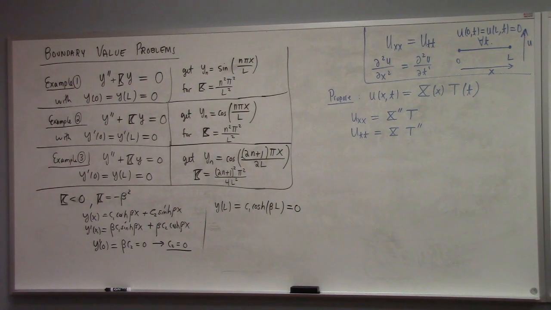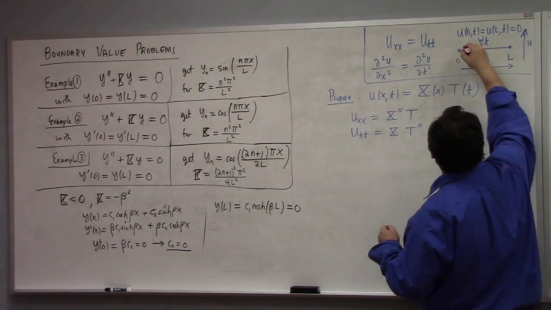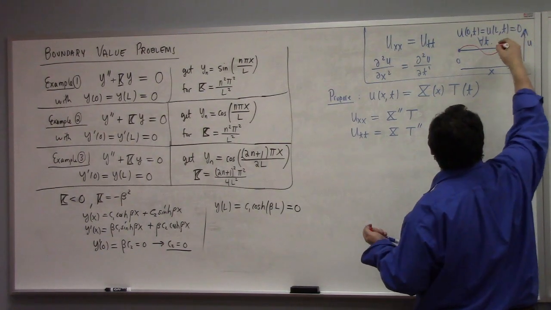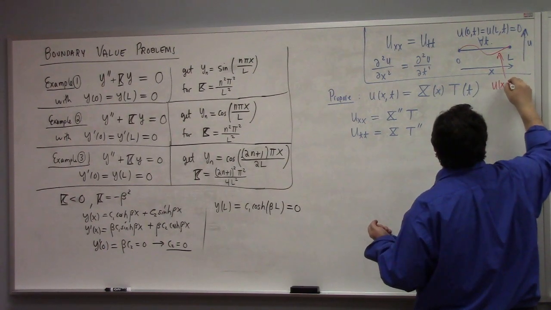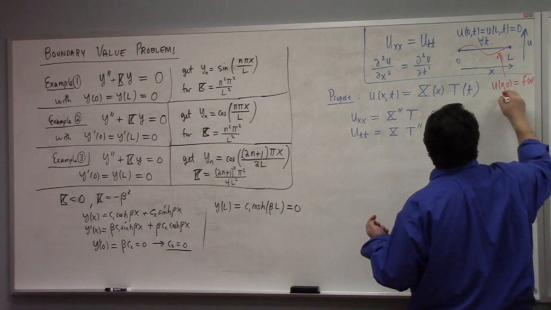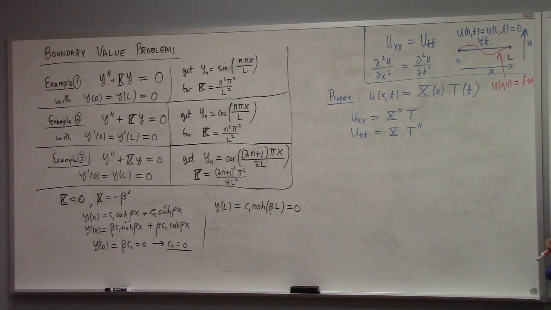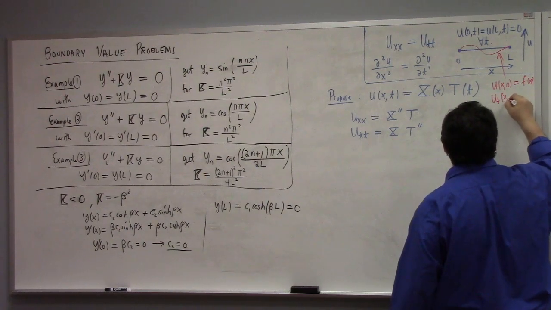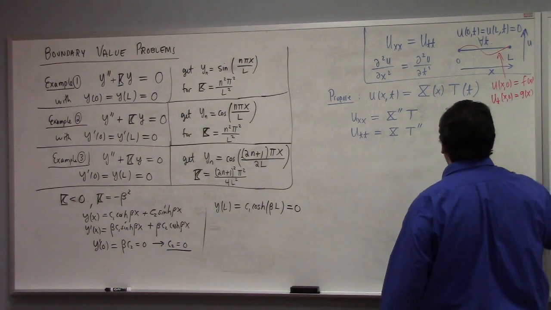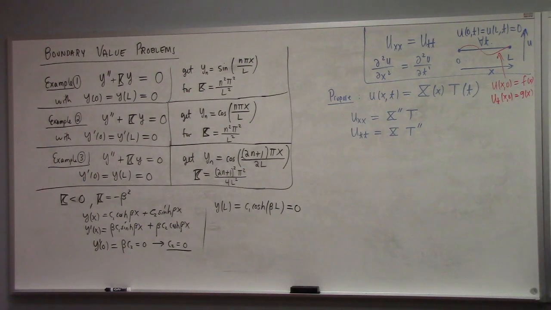And you also want to suppose that the string is plucked with some sort of initial shape. So let's say the initial condition is u of x comma 0 is equal to f of x. This describes the initial shape of the string. And actually, since it's a wave equation, that's not enough. You also have to describe its initial velocity, so you'd also have u t of x comma 0 equal to g of x if we were going to go through all of it. Maybe we won't need to do all that.